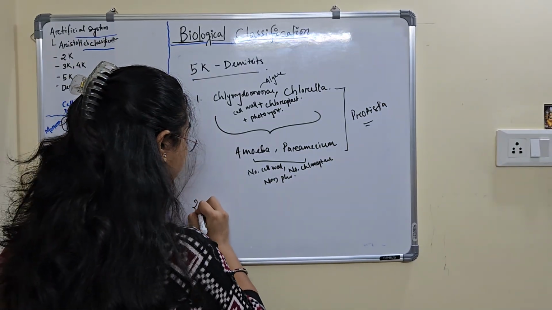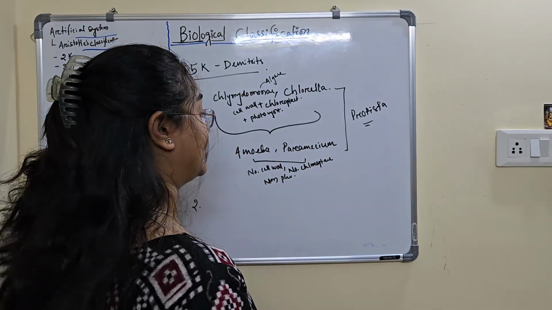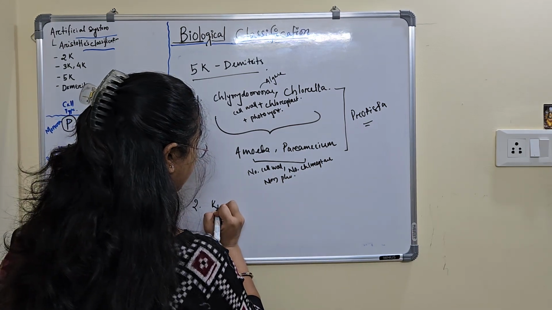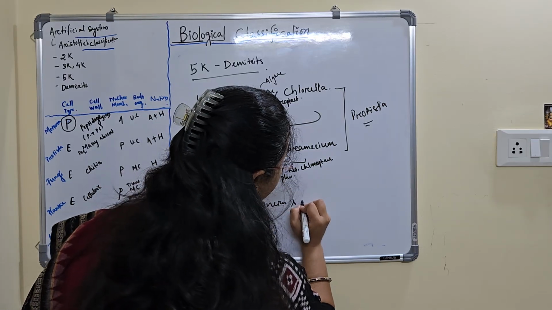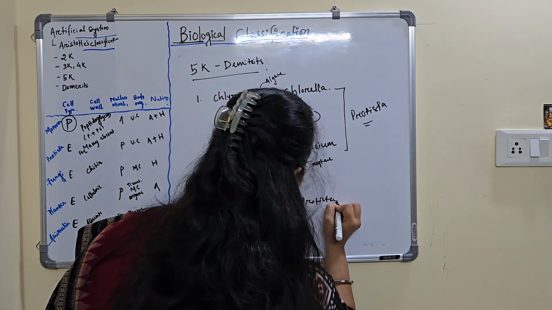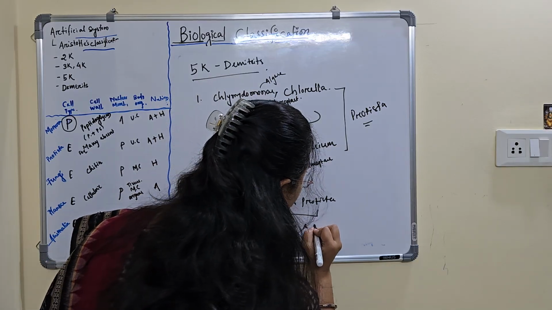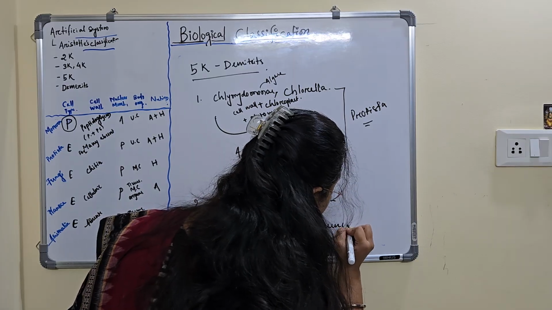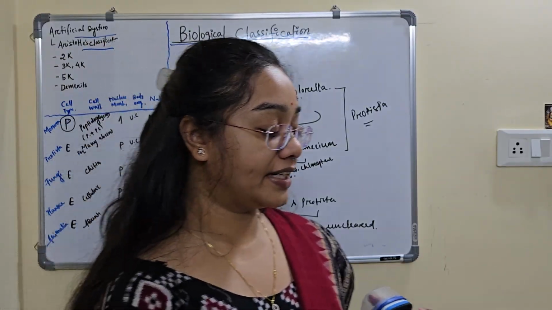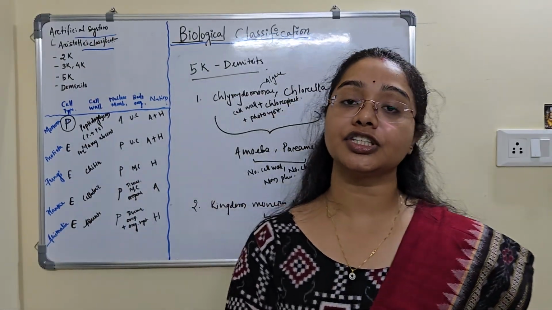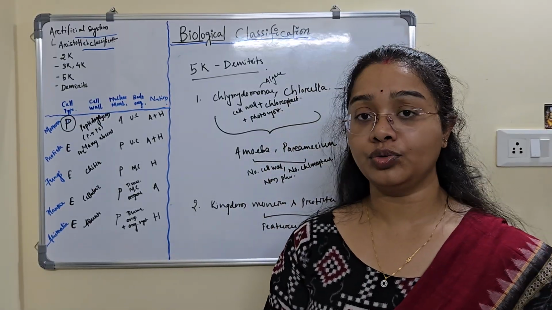Also, in the lower groups, the distinctive features are not clearly reflected. For kingdom Monera and Protista, features are unclear. So these are two very important drawbacks present in the 5 kingdom system of classification. Although there are many drawbacks to this system, only these two are mentioned in your book.